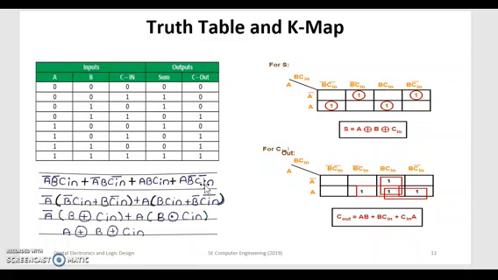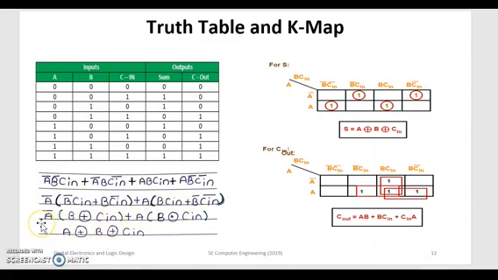Now you can simplify this equation. You can minimize this equation: from these two terms, A bar can be taken as common, and inside we have B bar C in plus B C in bar, which can be reduced as the XOR. Here also you can take A common, inside you have B C in plus B bar C in bar, nothing but the XOR.